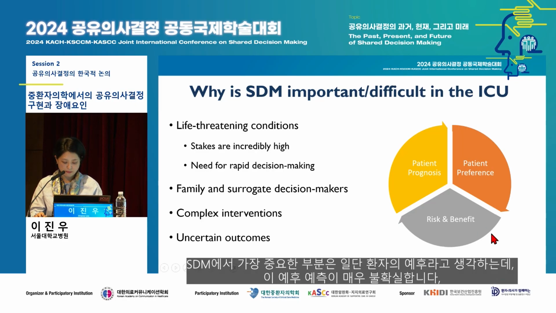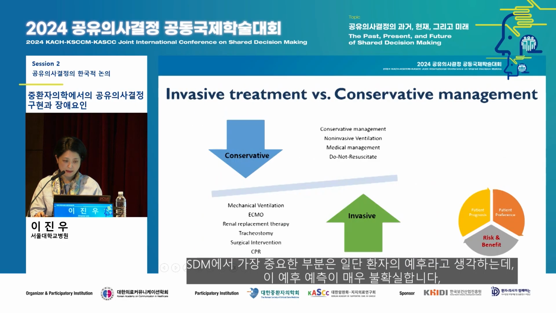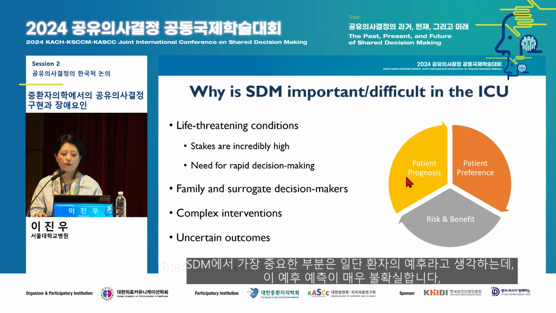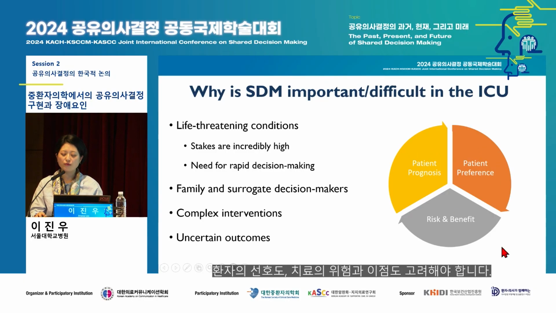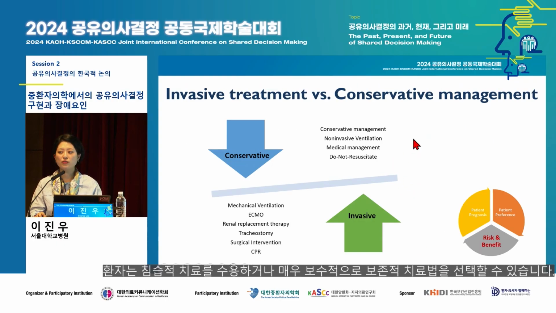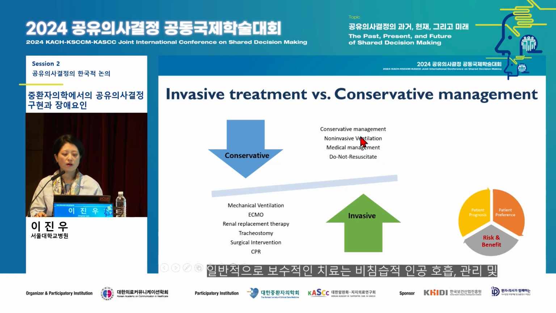I think the very important parts of SDM are first the patient prognosis, which is very uncertain, and the patient's preference, and also the risks and benefits of the treatments that are given. So the patients usually have a choice of getting an invasive treatment or a very conservative management. And usually the conservative option is just non-invasive ventilation, just medical management, and do not resuscitate.